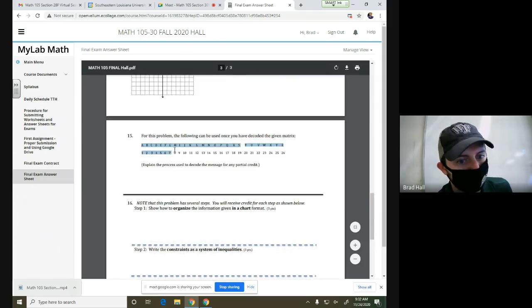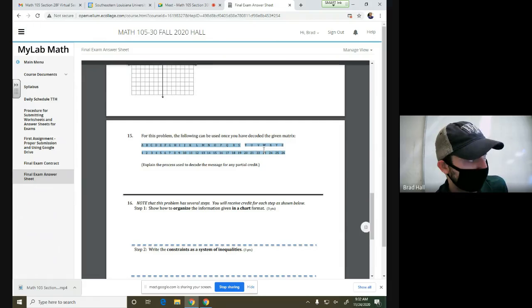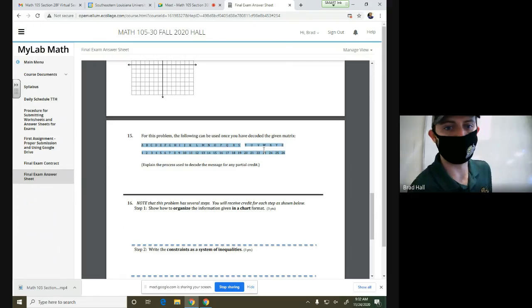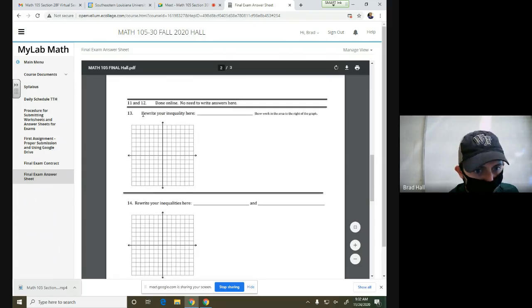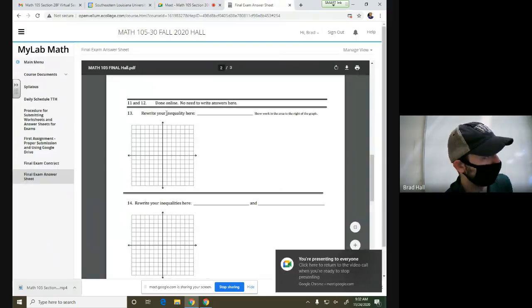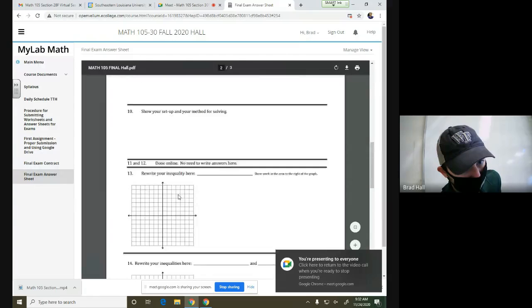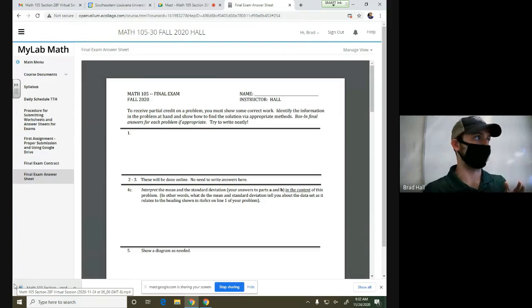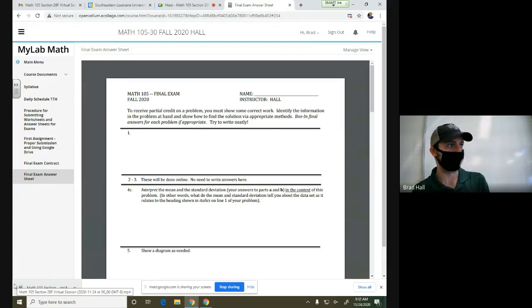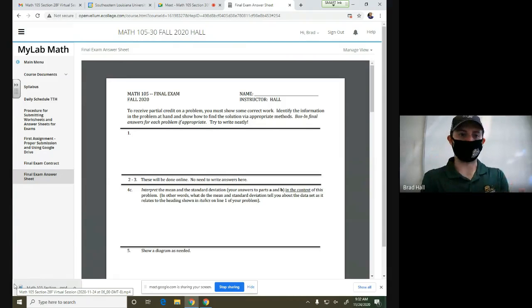For problem 15, they give you the cryptography stuff. So you can imagine there's going to be a cryptography encoding or decoding problem. Looks like it's going to be decoding, so even easier. Looks like there's going to be two graphing inequality problems. So you can use this answer sheet as a way to really specify which questions you might really want to know. But yes, go ahead and print that out, write that down, have that ready for the final.